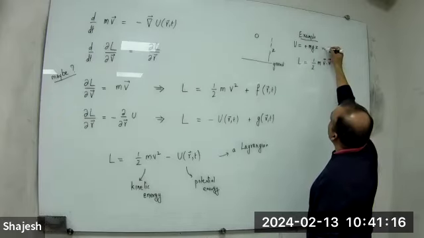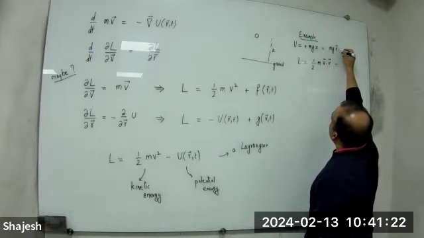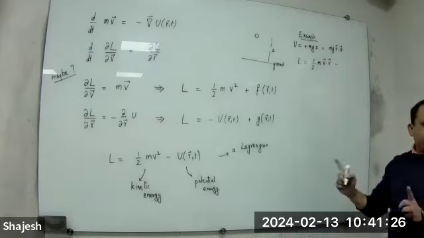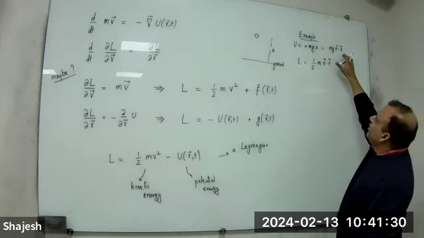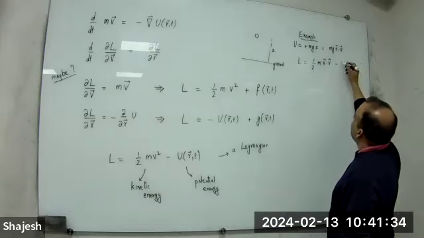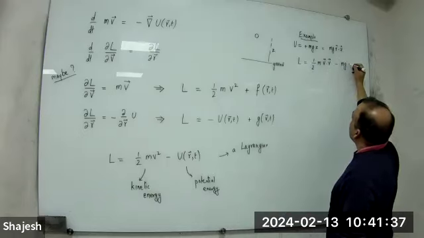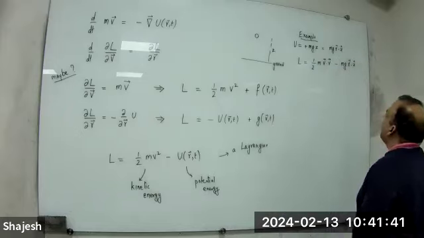The potential energy is nothing but plus mg r dotted with z hat. The r vector dotted with z hat is z. Correct. So that's just putting it in 3 dimensions. That's all. Nothing changes. Physics doesn't change. It's a fancy way of writing it.